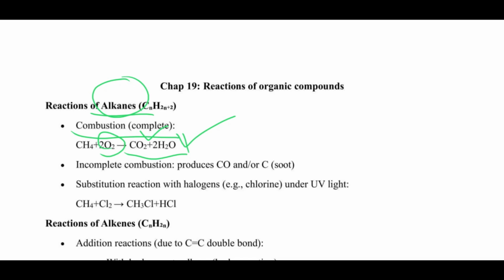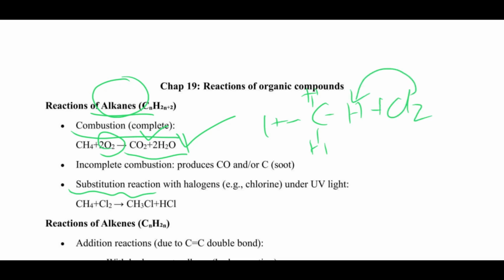What does substitution reaction mean? For example, if we have methane over here and it reacts with chlorine, this chlorine can replace any of the hydrogen. Because hydrogen is less reactive than the chlorine, chlorine can replace this hydrogen and you can get CH3Cl, and the other product will be HCl. Okay, so this is called substitution reaction, in which one element is replacing another element.